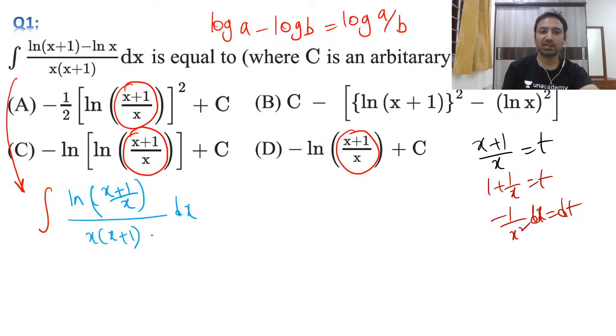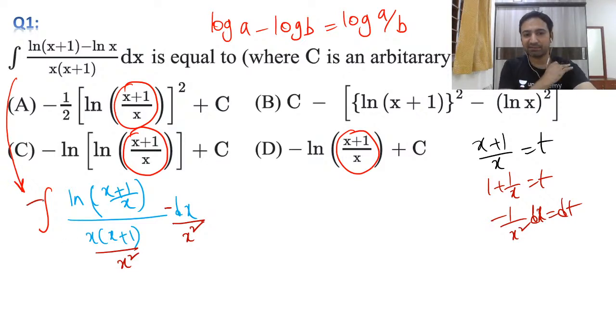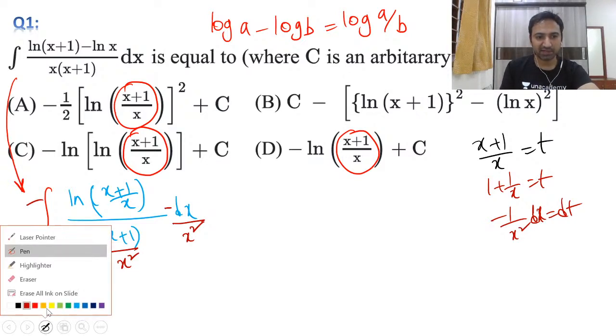Otherwise, we'll do one thing. As we need 1 by x square here, minus 1 by x square should be there. So we'll multiply and divide with x square. If you multiply and divide with x square, now let's see what we get.